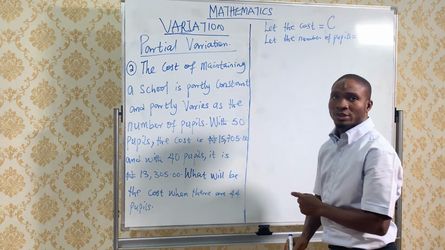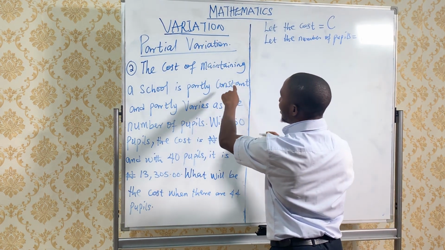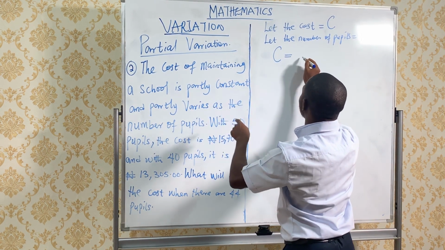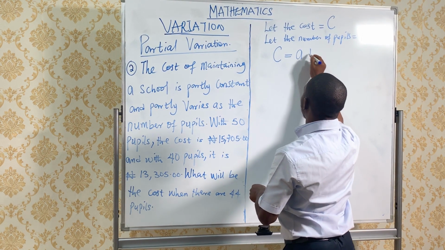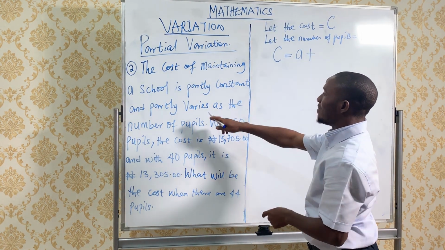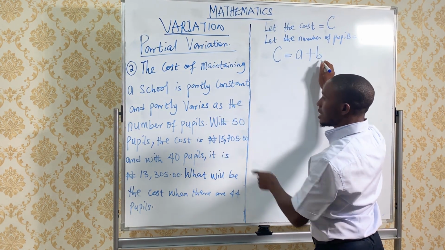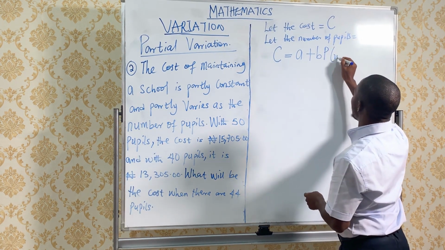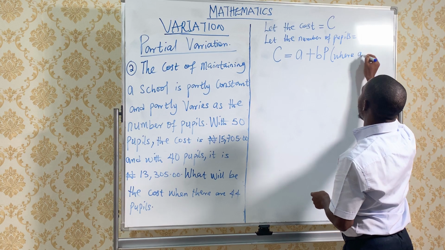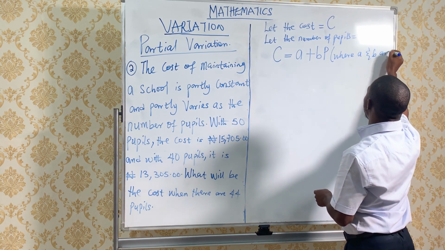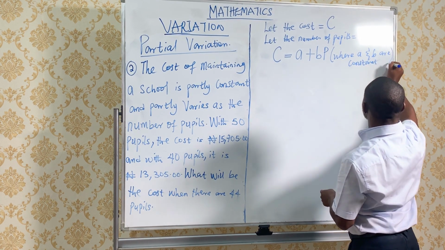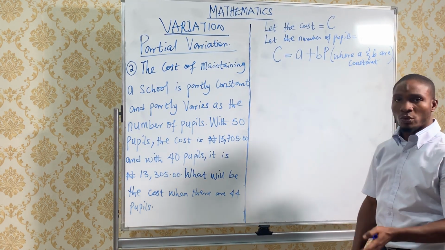Now, let's go back to the question. The cost of maintaining a school, which is now C, is partly constant and partly varies as the number of pupils, which is P. Here, A and B are constants. Now we have this to be the equation.